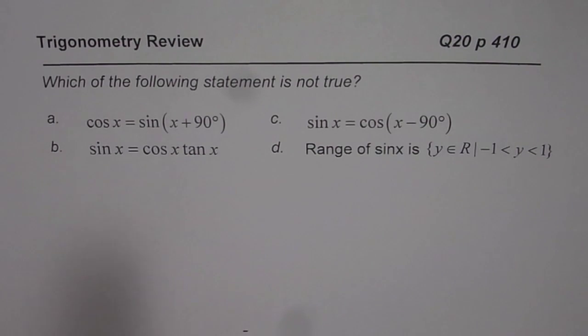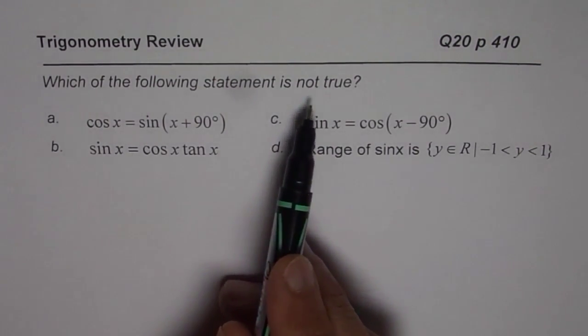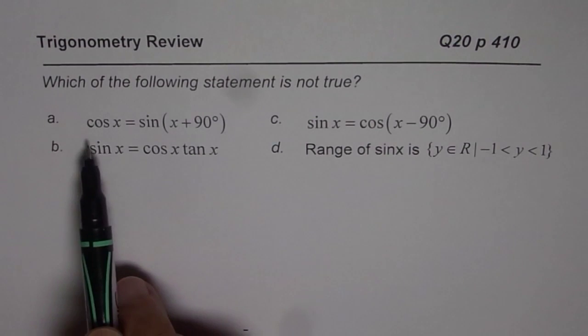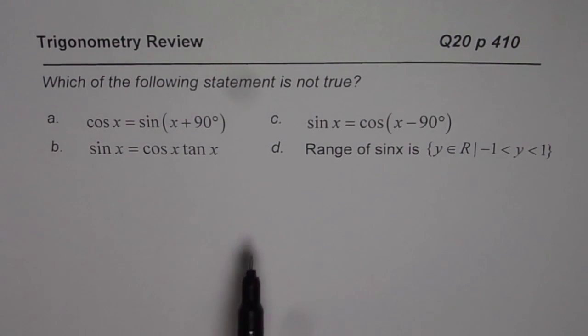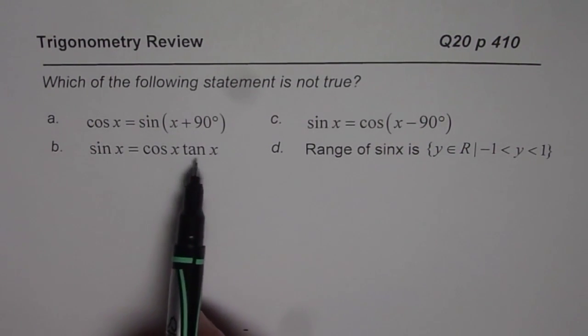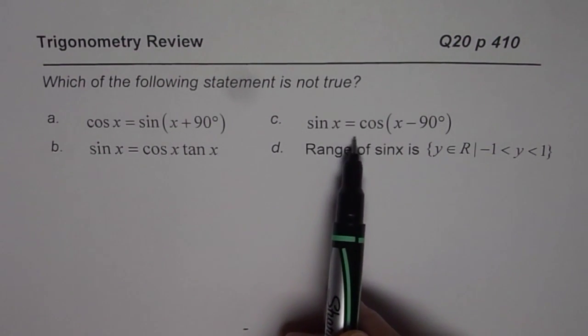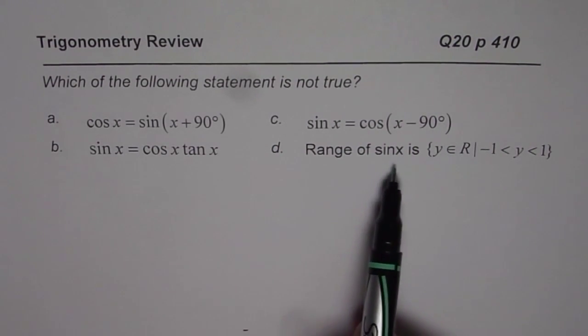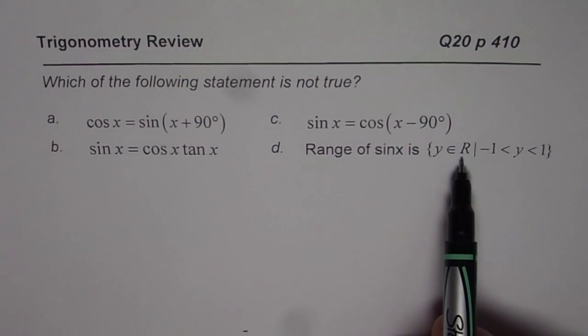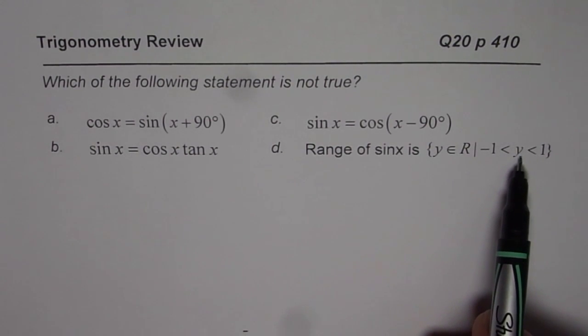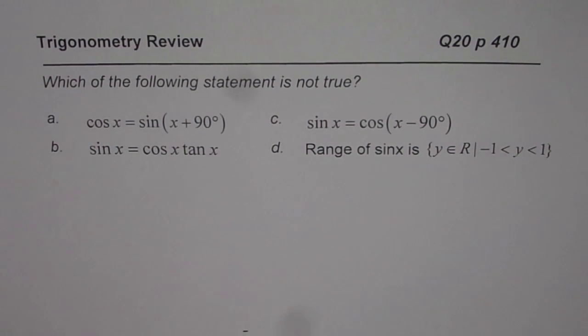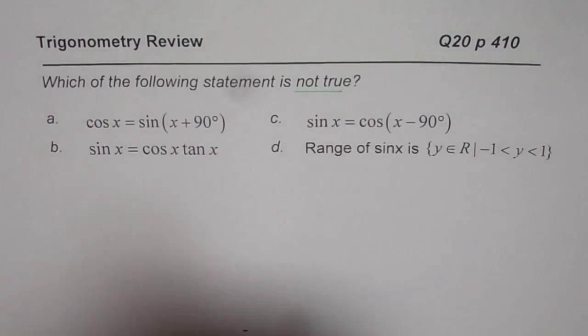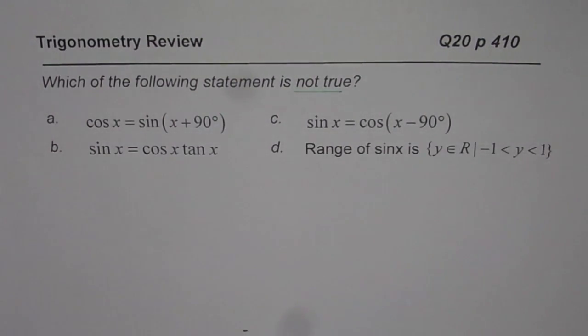The question is, which of the following statements is not true? A is cos x equals sin(x + 90 degrees). B is sin x equals cos x tan x. C is sin x equals cos(x - 90 degrees). And D is the range of sin x is y belongs to the real numbers, where y is greater than -1 and less than 1. So you have to get which statement is not true, right? So that is your question. You can pause the video and answer.